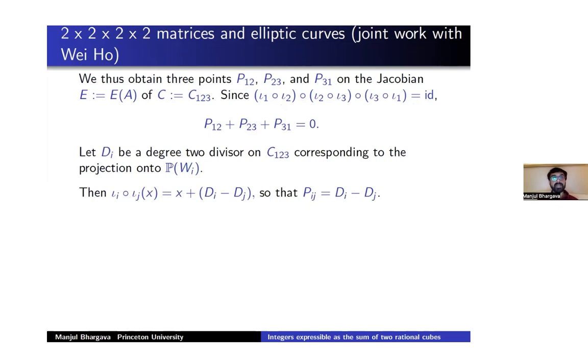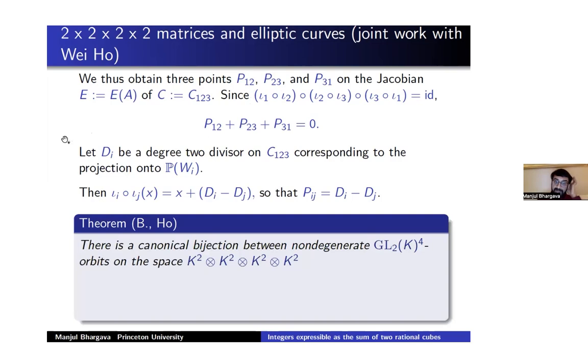There are other ways to see these points. They're the difference of the two degree two divisors on the two projections. So P12 is just the difference of D1 and D2, where D1 and D2 correspond to the divisors of the projections onto P of W1 and P of W2. That's another way to see it. But anyway, the point is that if you go around the three quadrilaterals, you translate the curve by three different points on the Jacobian, and those three points sum to zero.